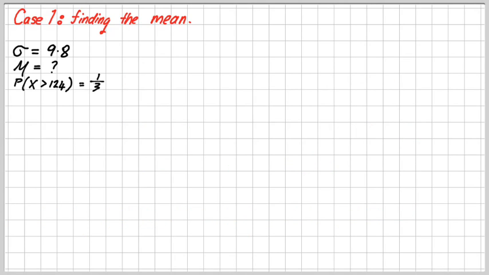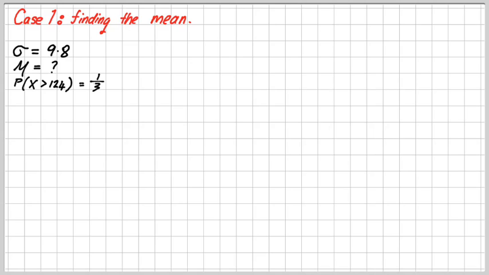Case number 1. We're concerned with finding the mean. So let's say we're given a question and this is the information that is fleshed out of the question. You've got a standard deviation of 9.8. The mean, we don't know what it is because obviously we're trying to find or calculate it, but we're given another piece of information. The probability that x is greater than 124 is 1/3.